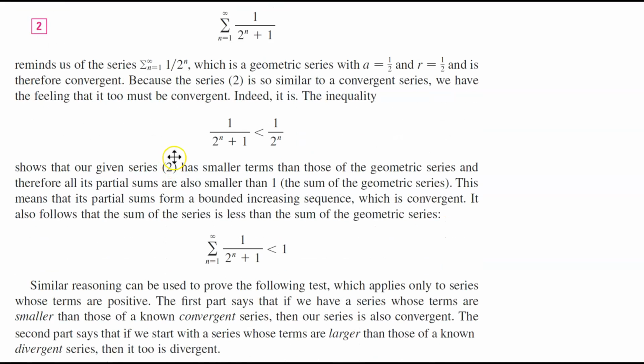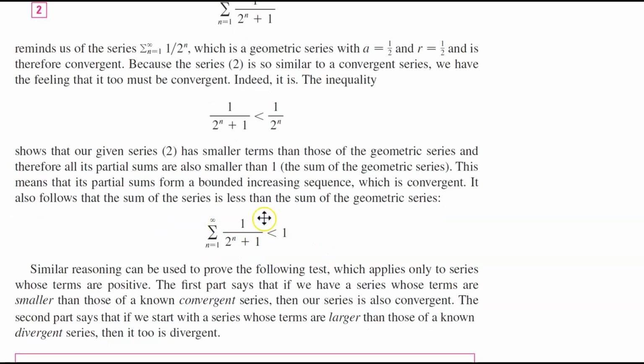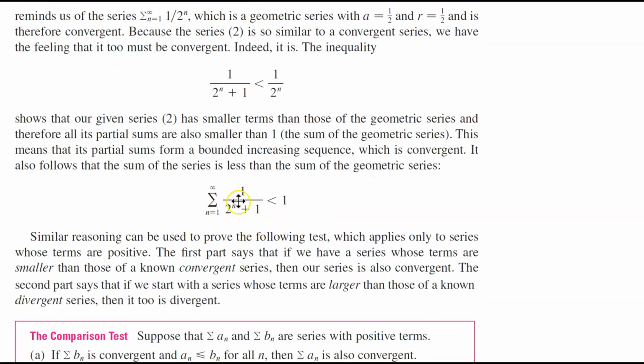Indeed it is. The inequality 1 over 2 to the n plus 1 is less than 1 over 2 to the n shows that our given series in number 2 has smaller terms than those of the geometric series, and therefore all its partial sums are also smaller than 1, which is the sum of the geometric series. This means that its partial sums form a bounded increasing sequence, which is convergent. It also follows that the sum of the series is less than the sum of the geometric series. So the series 1 over 2 to the n plus 1 is less than 1.